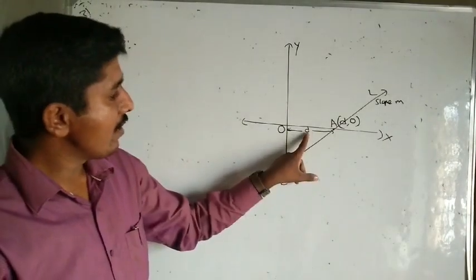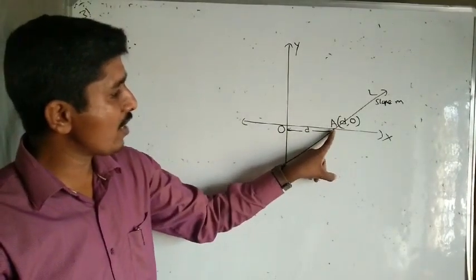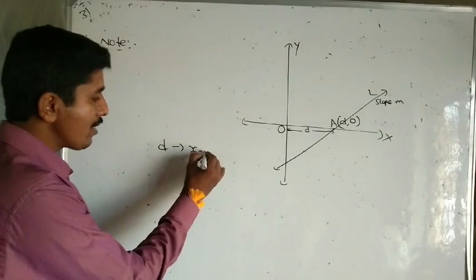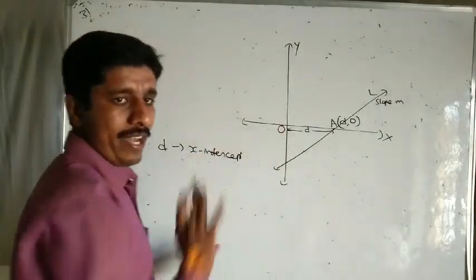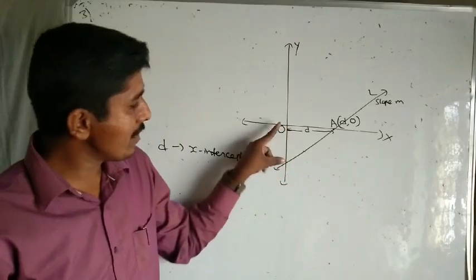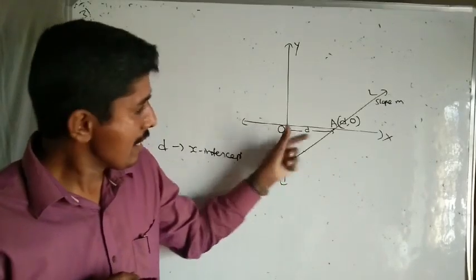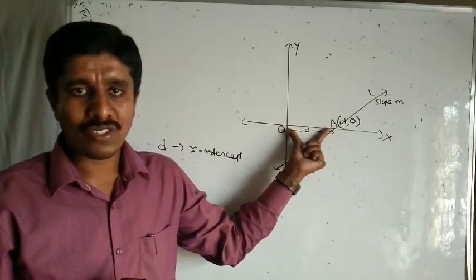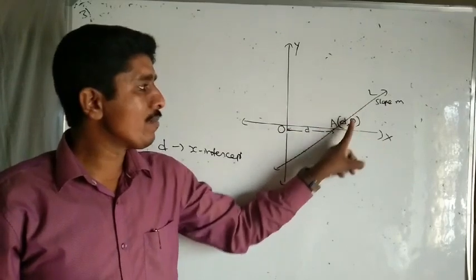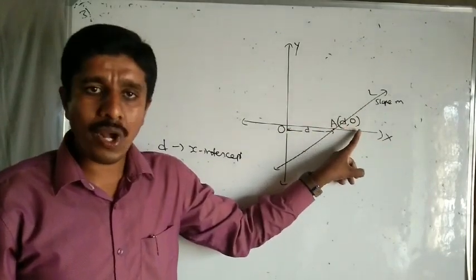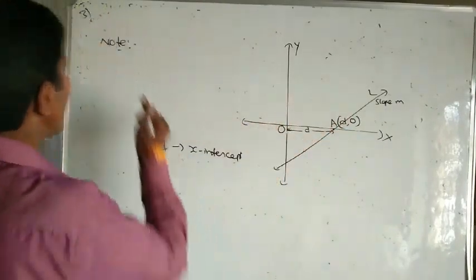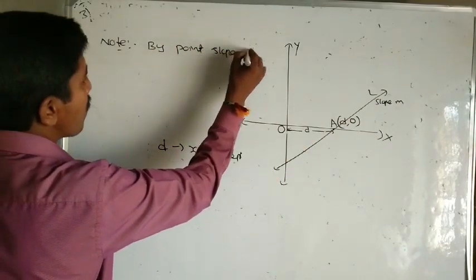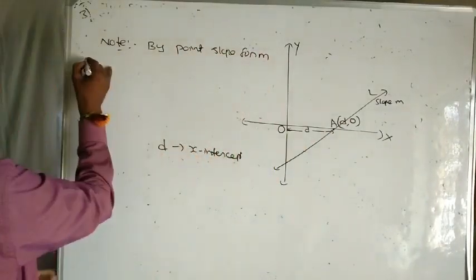Correct. See, this line cuts the x-axis at point A, therefore here x equal to d. This d is what we call the x-intercept of the line. Very important. If the line cuts the y-axis, that distance is called the y-intercept. Here this distance d is called the x-intercept of the line. Correct. Again by the point slope theorem, this line passes through the point (d, 0) with slope m. I am taking it directly by the point slope theorem.